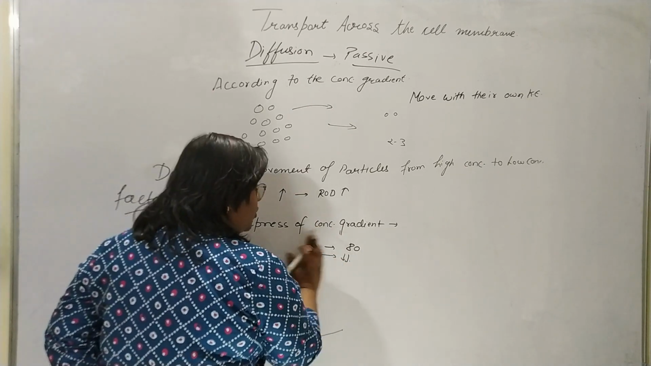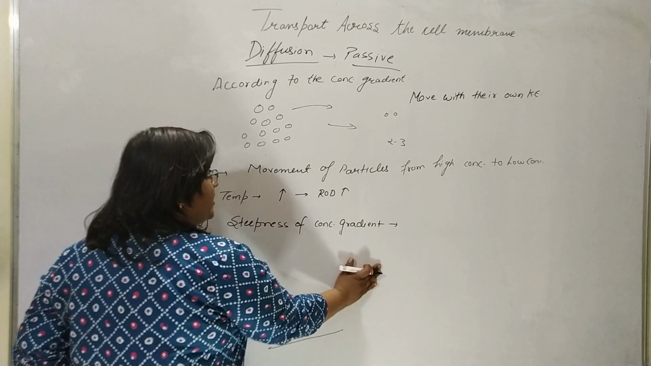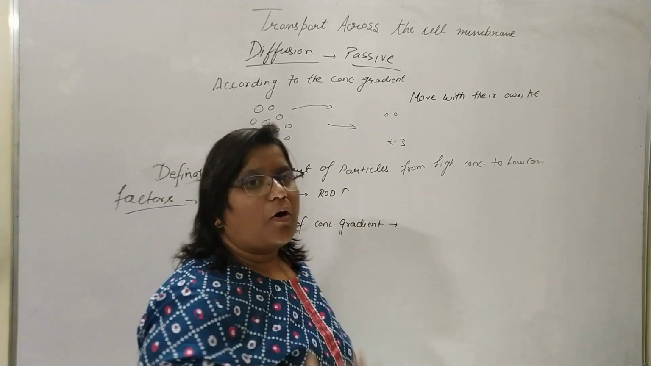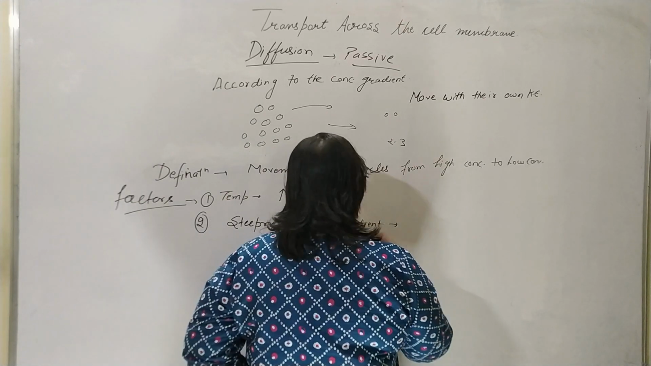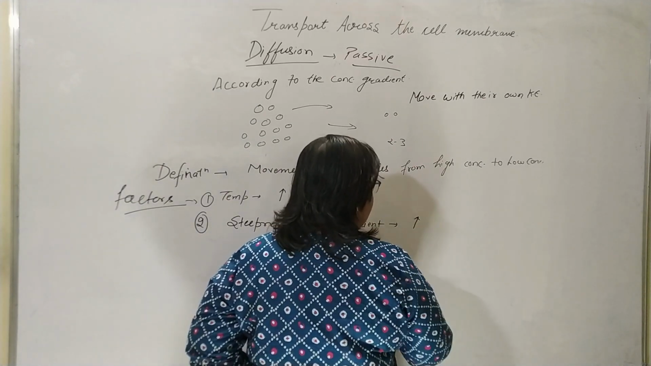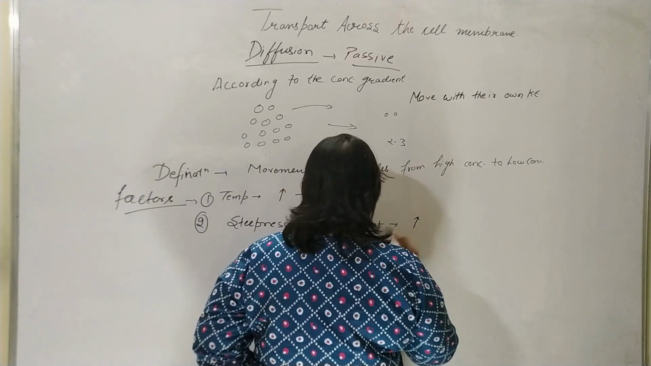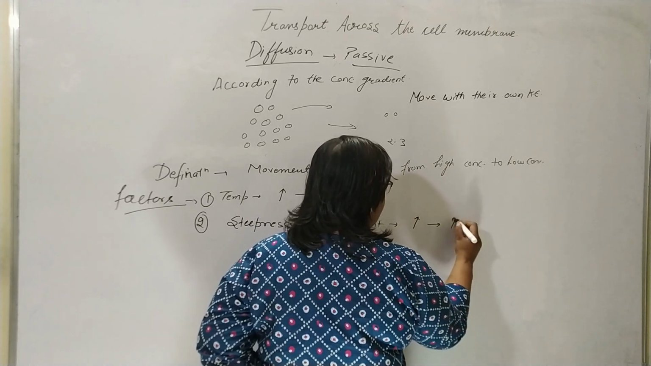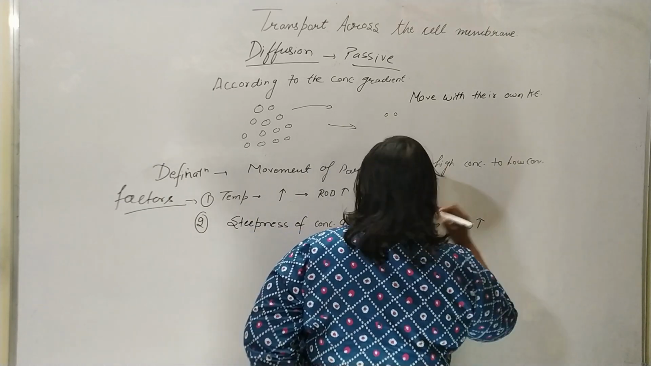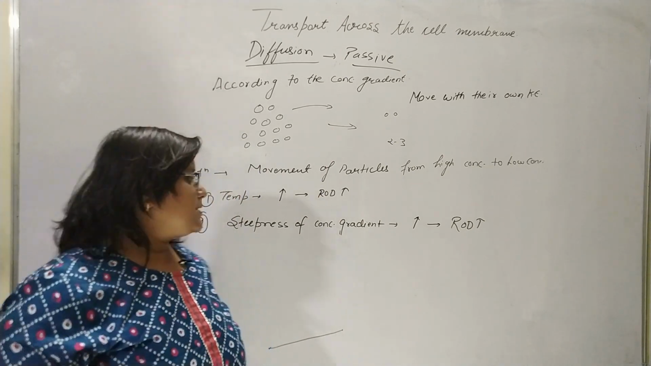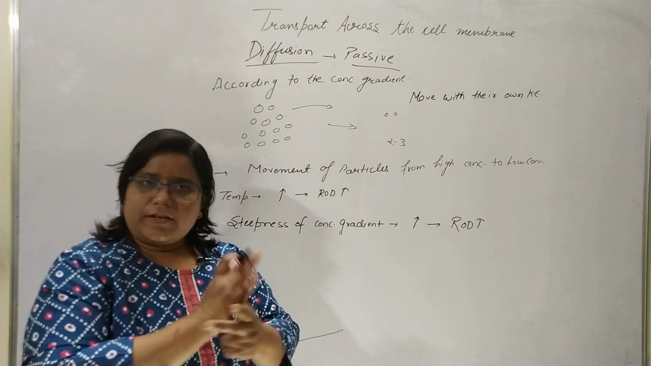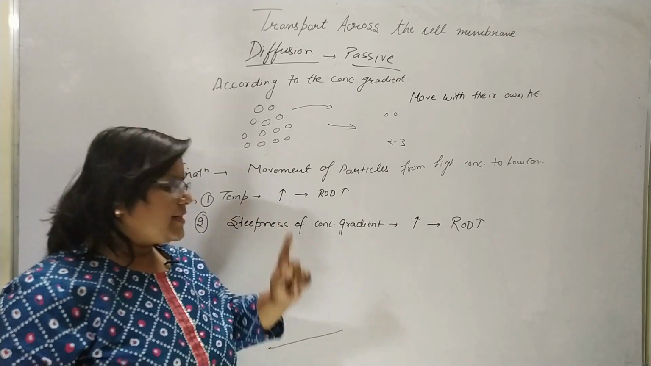So if the concentration gradient is more steep or more sharp, then the rate of diffusion will be higher. Here the steepness is high. If the steepness or the difference of the concentration gradient is higher, then the rate of diffusion will be higher.